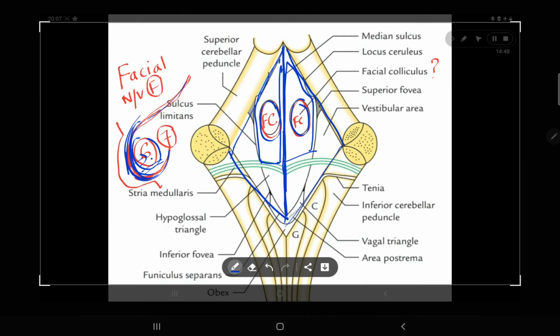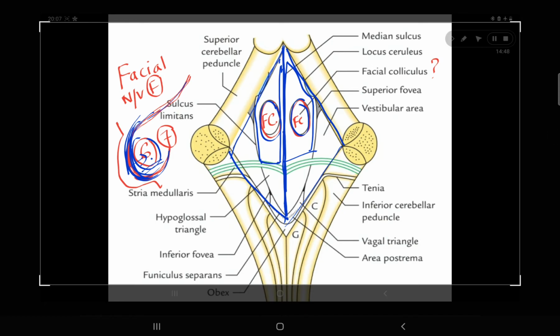Which structure is first injured? This is your arch of the seventh nerve around the sixth nerve. So first the seventh nerve is injured, and then the sixth nerve nucleus is injured. Okay, so this is your facial colliculus. I will tell all about the facial colliculus in detail in the lateral diagram.